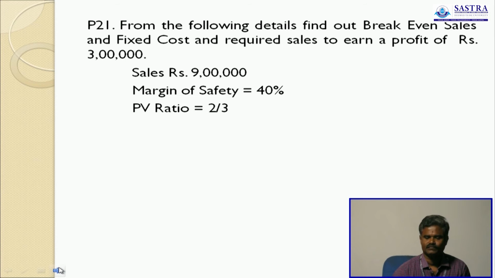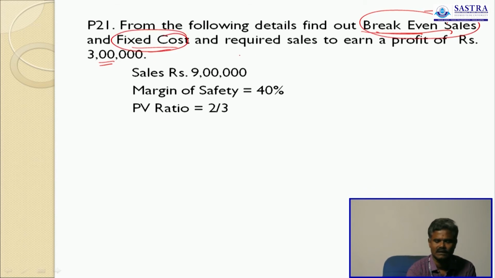From the following details, find out break even sales, fixed cost, and the required sales to earn a profit of rupees 3 lakh. They ask you to calculate 3 important figures: one is break even sales, another is fixed cost, and the last is the sales required to earn a profit of 3 lakh. Sales is given as 9 lakh, margin of safety is 40%, and PV ratio is 2/3. These are all the information.